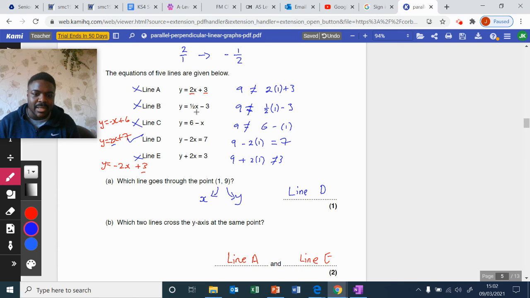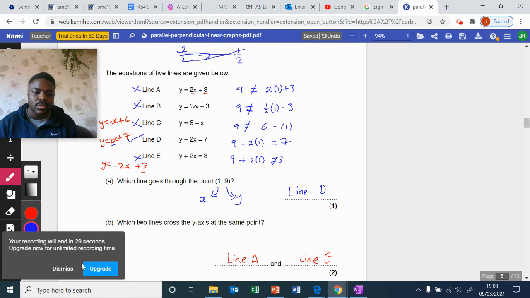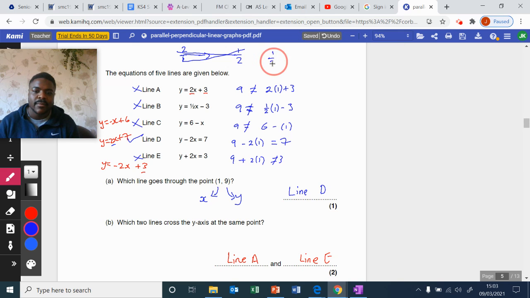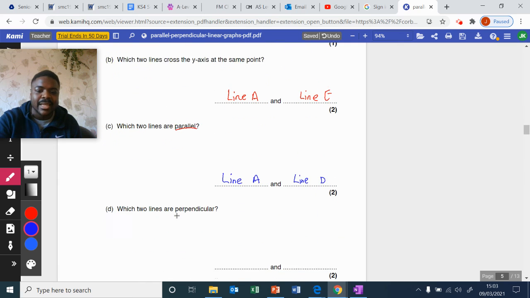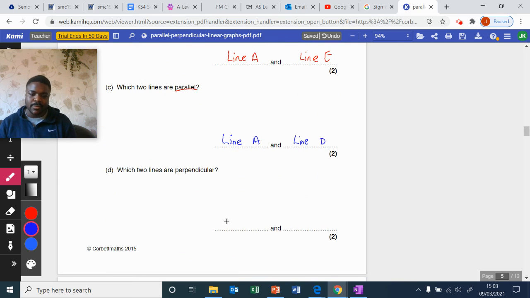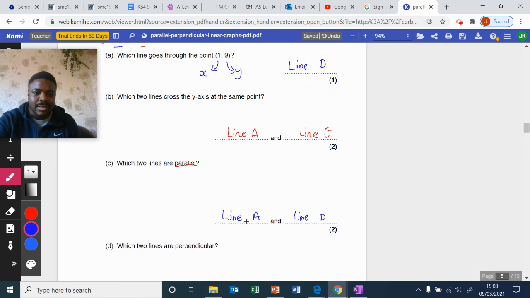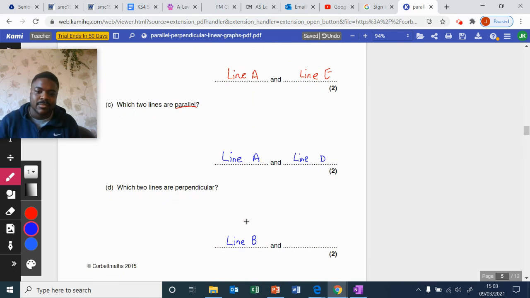Okay, let's look at line B. That's got a gradient of a half. So let's find the negative reciprocal of a half. Well, a half goes to minus 2. Are there any ones with gradients of minus 2? And yes, it's line E. So that means that lines B and E are perpendicular. So line B and line E are perpendicular.